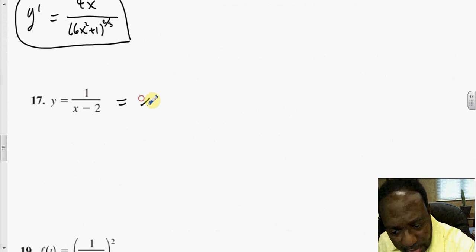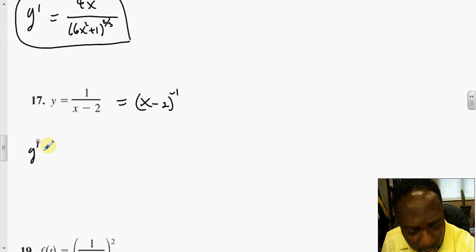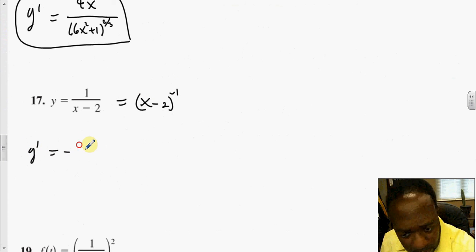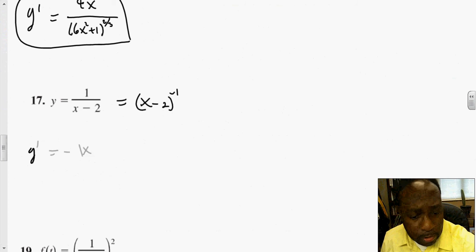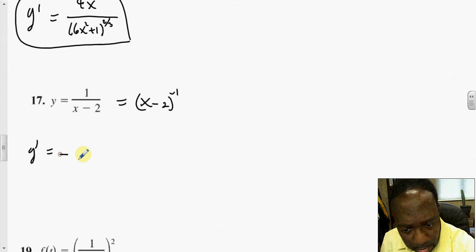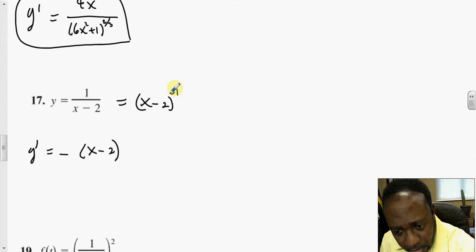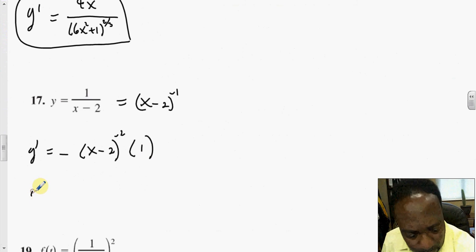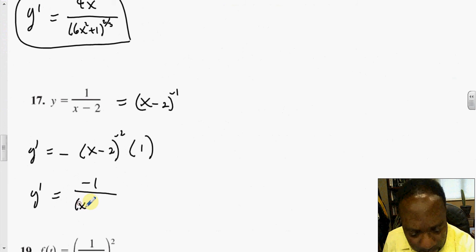You can write this as x minus 2 to the negative first power. So y prime is equal to negative 1 times the expression x minus 2 to the negative 1 minus 1, which is negative 2, times the derivative of x minus 2, which is just 1. So you can write y prime is equal to negative 1 all over x minus 2 to the second power.